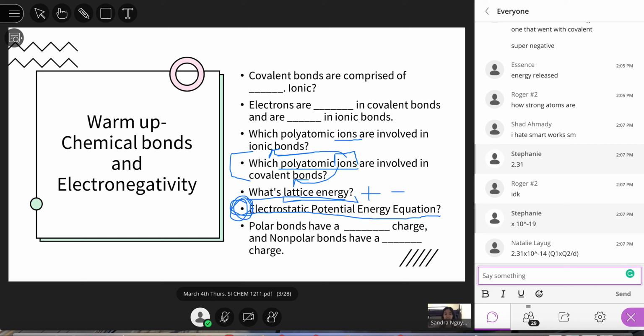Okay. So the two. Oh yeah, sorry, she typed it. Yeah. Okay. Do we have any other takers? It's just a memorization formula.